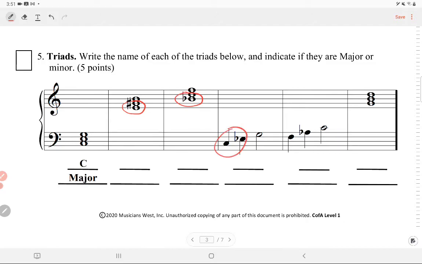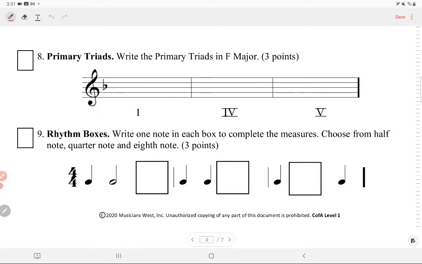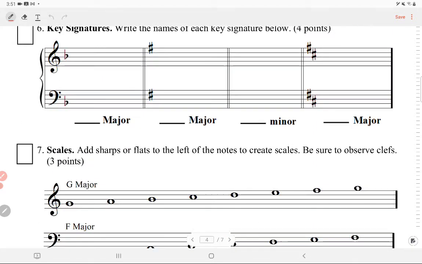Or if it's a whole step and then a half step, like for example in this case right here, then it's going to be a minor. Okay, let's keep moving and see what else we've got here.